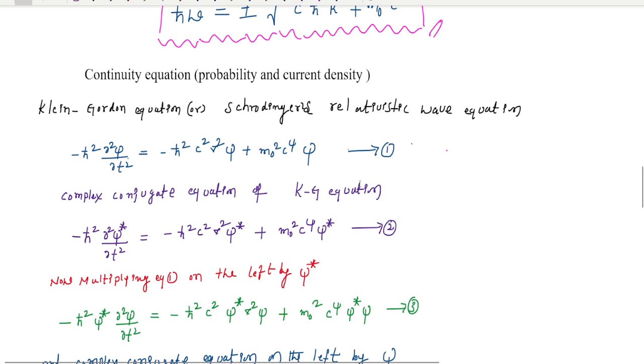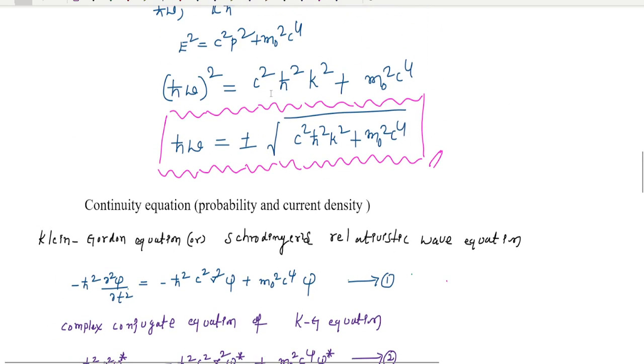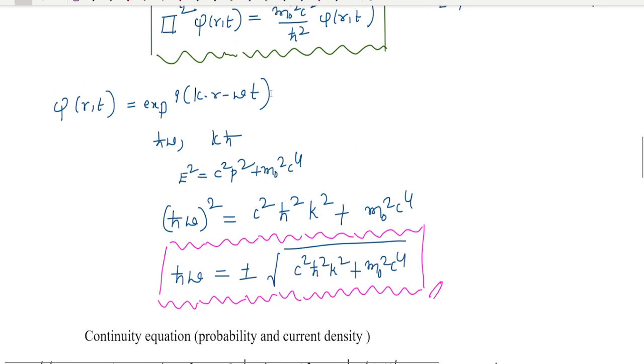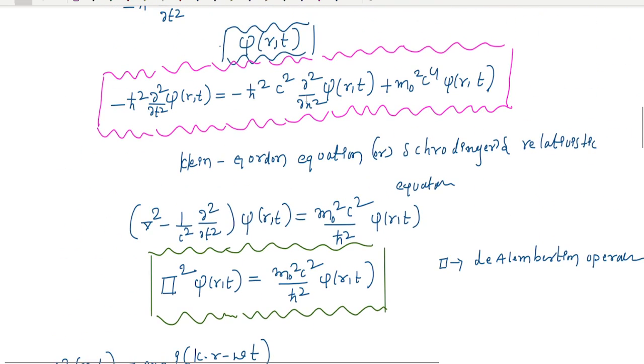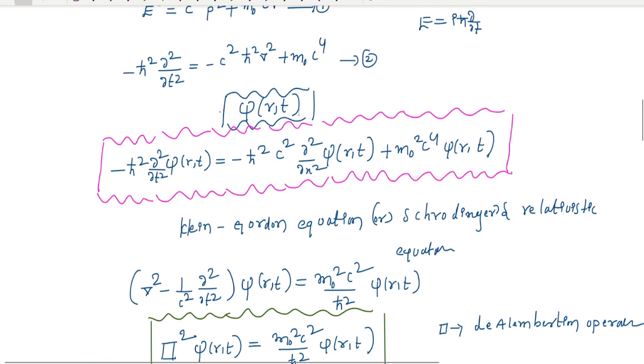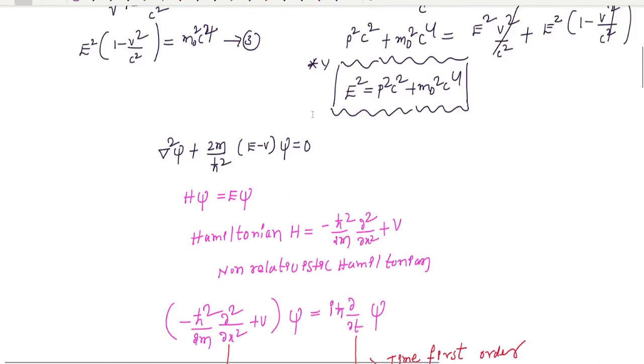Hello. In this video, I'm going to derive the continuity equation from the Schrodinger relativistic wave equation. So I'll first show you how to derive the Schrodinger wave equation. Later, we're going to discuss the continuity equation from the Klein-Gordon equation, how to derive it, and some important points. We'll discuss later.